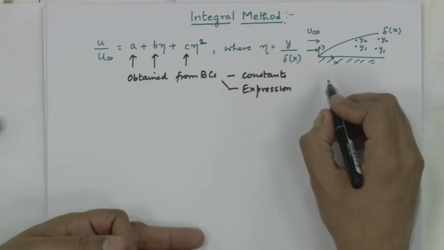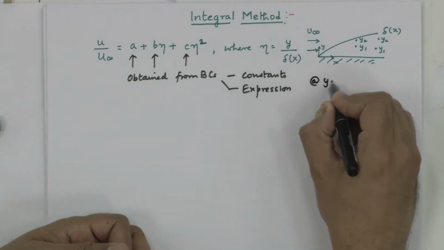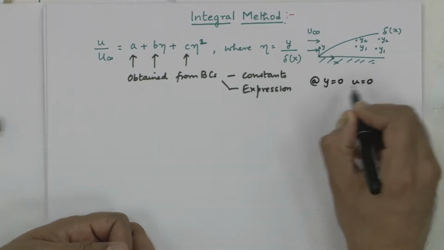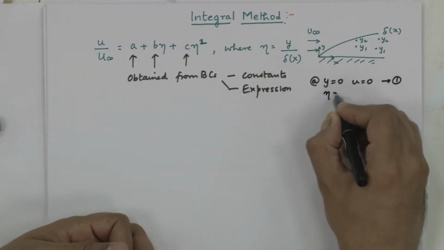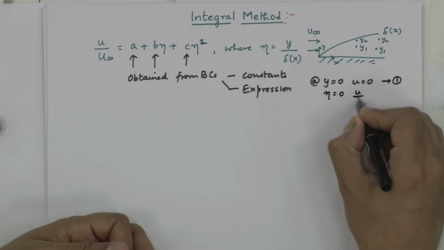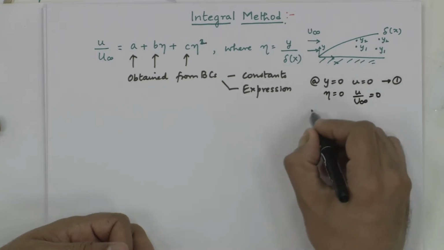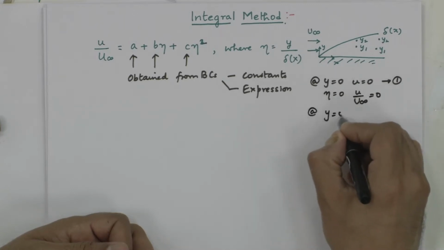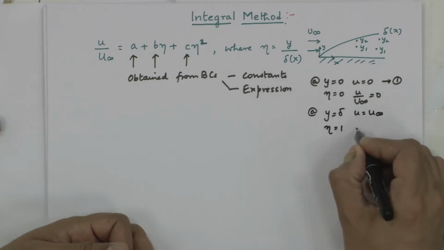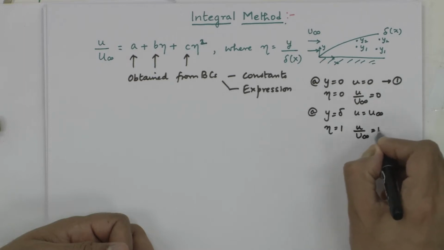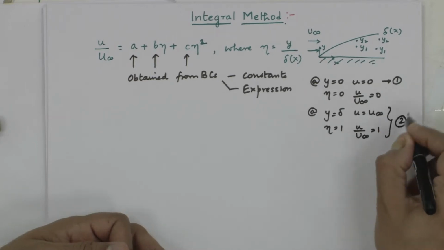And off the top of the head we can say at y equal to 0, u equal to 0, that is the boundary condition number 1. So, that means eta equal to 0, u by u infinity is 0. Second one, at y equal to delta, u equal to u infinity, that means eta equal to 1, u by u infinity equal to 1. This is the second boundary condition.